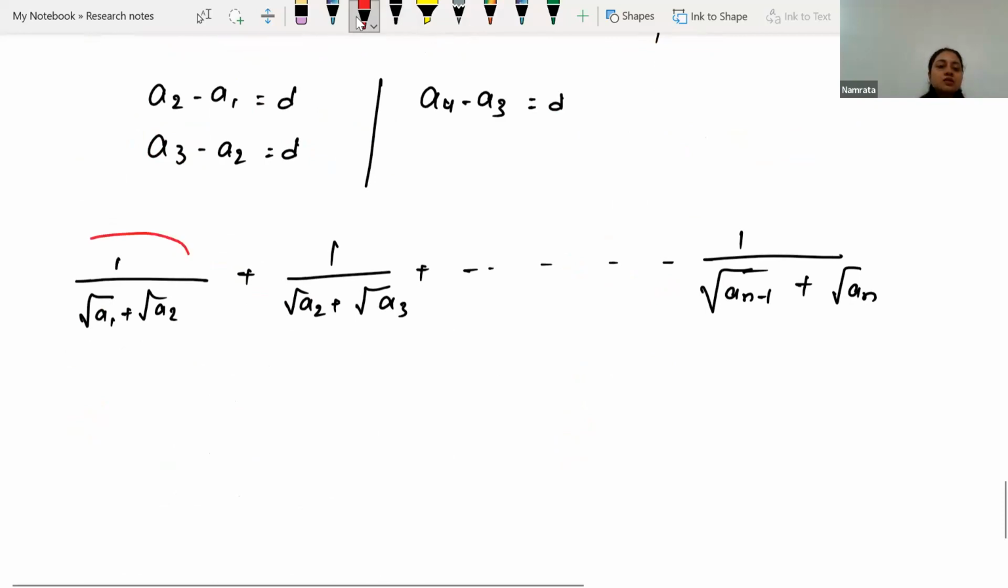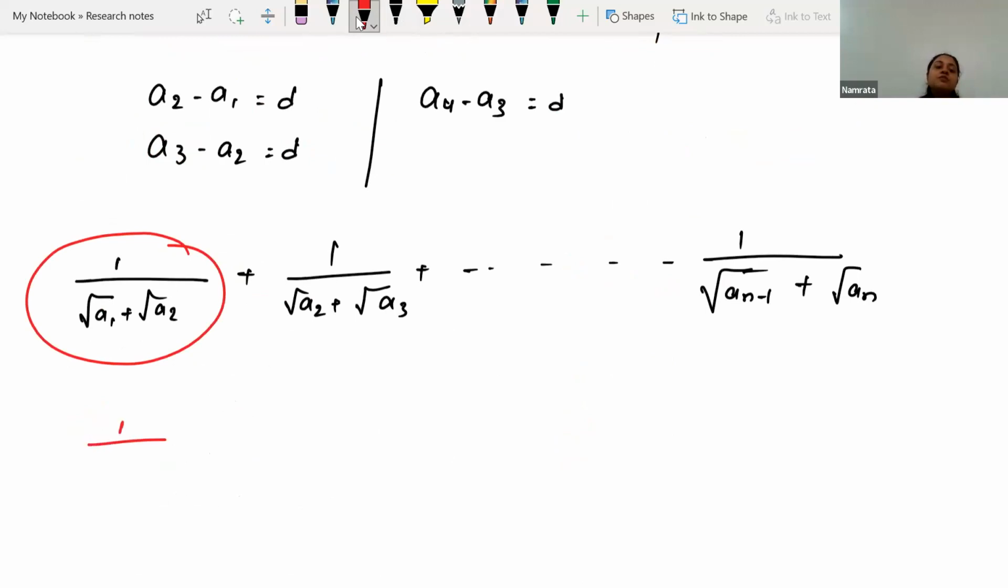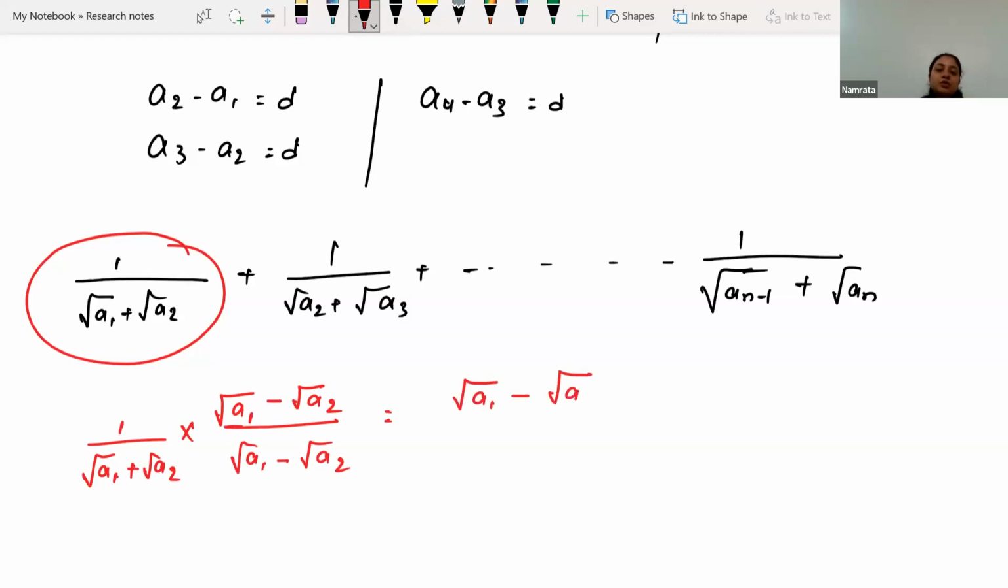If we rationalize this one of them, then what will we get from here? You already know the concept of rationalization. How do we do the rationalization? We just multiply by root a1 minus root a2, right? Yes, ma'am. So we will have root a1 minus root a2 divided by a1, as root a1 squared is only a1, minus only a2. Right, Lena? Yes, ma'am.